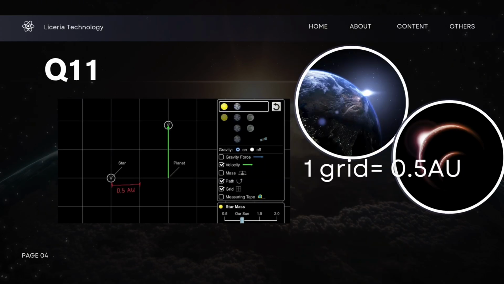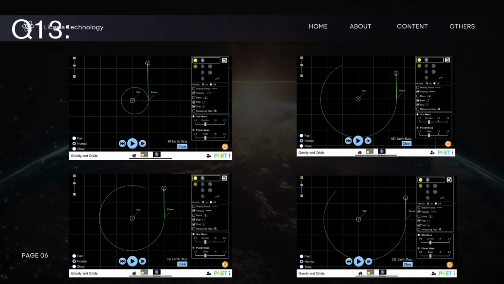In the simulation, I observed that the distance between the Earth and the Sun was about 2 grid squares. Since the average Earth-Sun distance is defined as 1 astronomical unit, I estimate that each grid square represents approximately 0.5 AU. This rough estimate helped me set up orbits at specific distances in a later task. And I created 4 near-circular orbits with radii of 0.5 AU, 1 AU, 1.25 AU, and 1.5 AU.